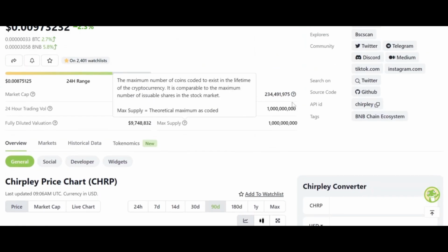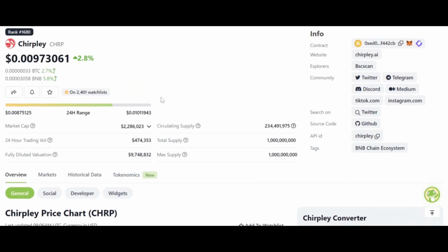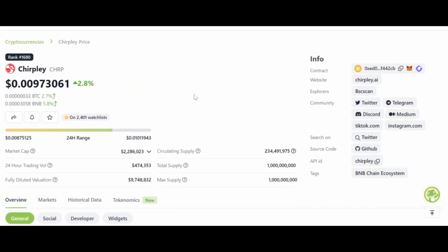And this thing, if it does a 100x, guys, just think about it. If it does a 100x, that would only put it at a little bit over $220 million market capitalization, right, guys? So that's still extremely tiny. That wouldn't even put it in the top 100 in terms of crypto projects, right? So it's something to really keep in mind, guys, when looking to allocate a position into Chirpley, guys.